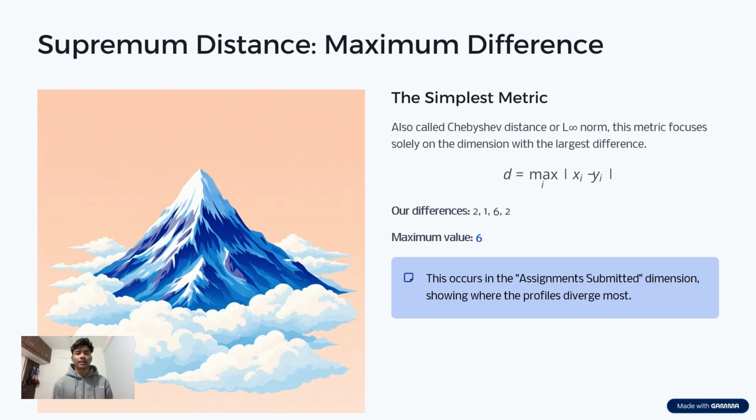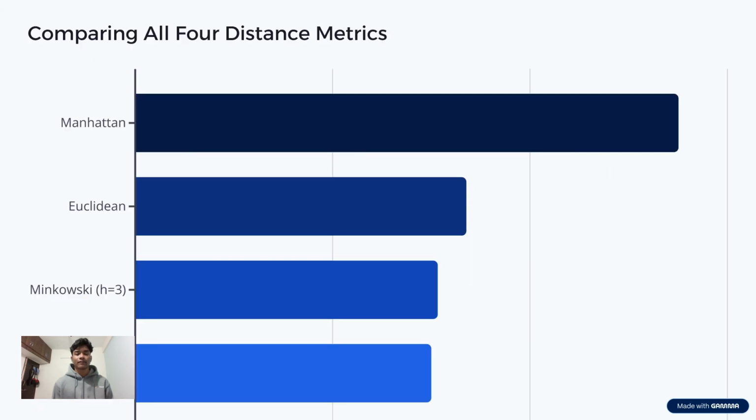Now comparing the metrics, each metric tells a different story. Euclidean tells us the straight line difference. Manhattan tells us the total overall deviation. Minkowski gives us emphasis on big differences, whereas supremum focuses only on the largest gap. This variety helps data scientists choose the most appropriate method based on the situation.